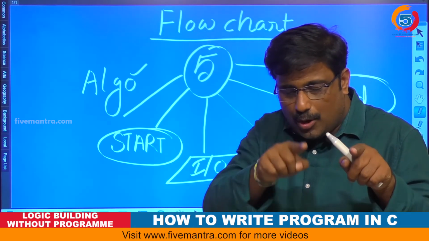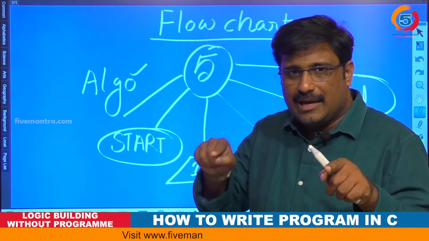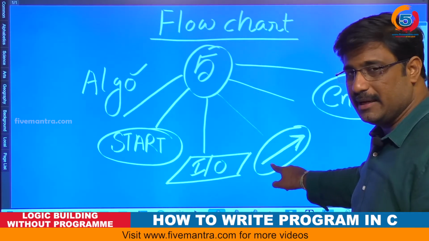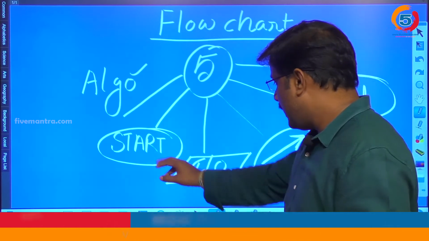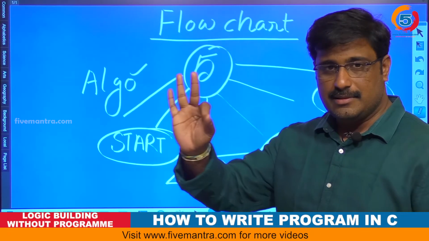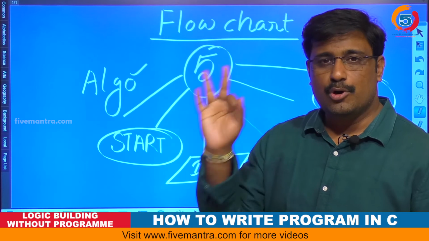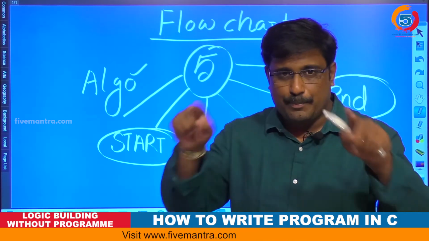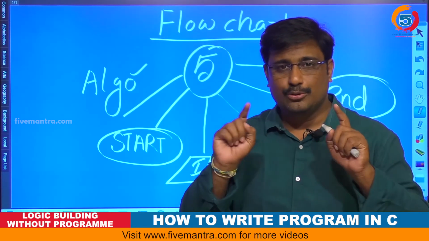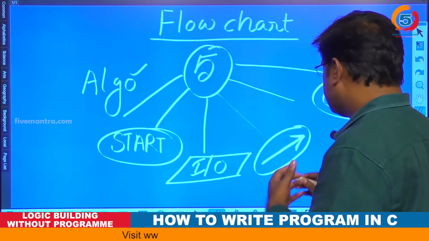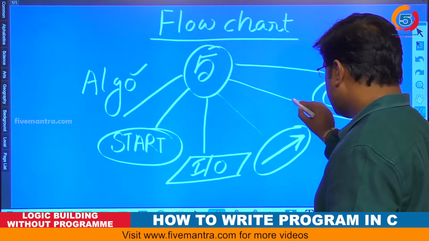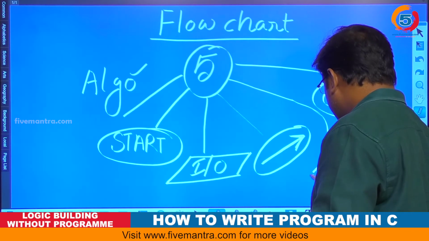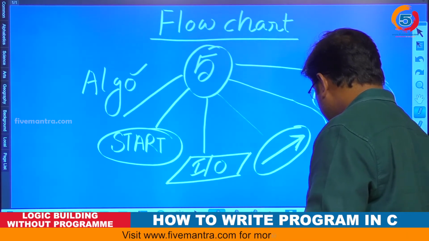That outgoing flow of data will be explained with the help of this symbol. How many symbols do we have? 1, 2, 3. Hardly 3 symbols we completed, right? And the most important symbol is the processing. How to do the process? When the CPU wants to do the process, that processing will be done using this symbol.